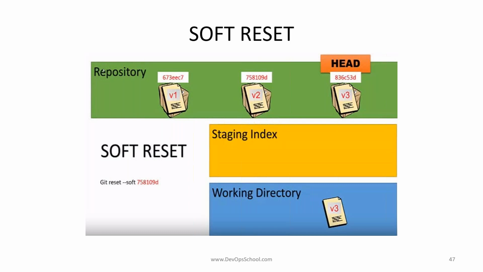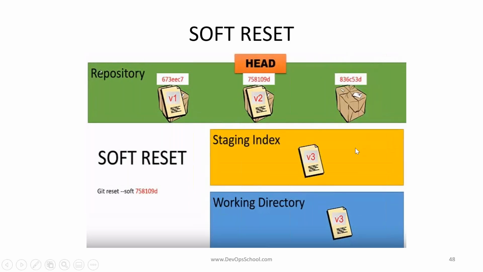Now when you do the reset, let's say we decided we'll do the reset to 7.5. So here we are deciding the soft reset, hyphen soft. After the reset, the scenario will be like this: head will be moved to that particular commit ID, and staging will be filled with the v3, and working directory will be having v3. So these are the changes you will have. Make sense, guys? Okay, so this is soft reset.